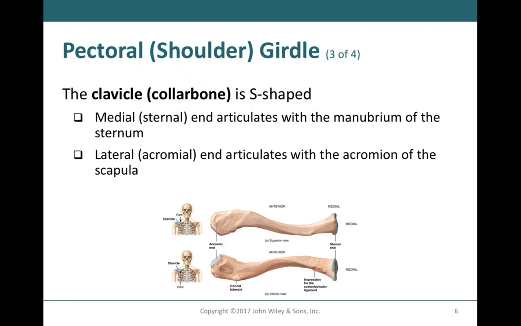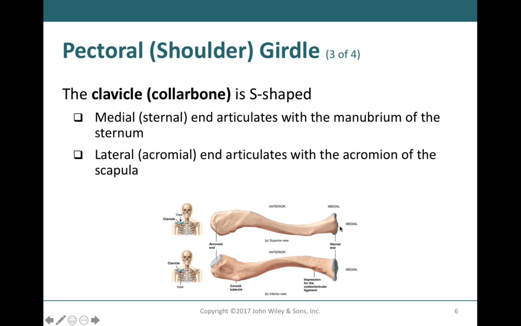So there are 2 clavicles, a right and a left. Each clavicle is going to have a medial end and a lateral end. We will more accurately call these the sternal end and the acromial end based on where these 2 structures are articulating. The sternal end is going to articulate with the manubrium, which is that upper portion of the sternum.